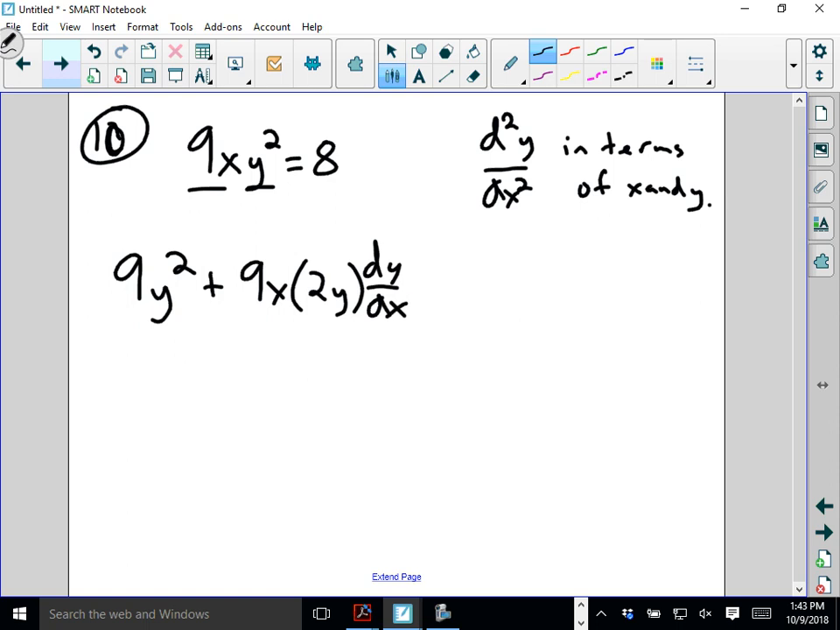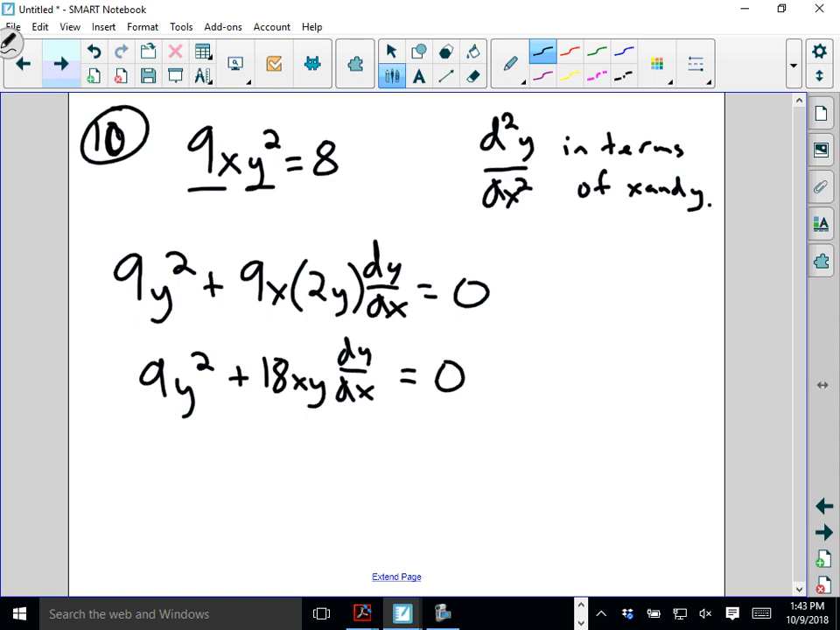I definitely want to do some reorganizing here with that second term. So I'm going to rewrite this thing as 9y squared plus 18xy dy dx equals 0. Again, on your test tomorrow, make sure you take the time to reorganize before you start solving for dy dx. It can help you avoid errors in simplification.